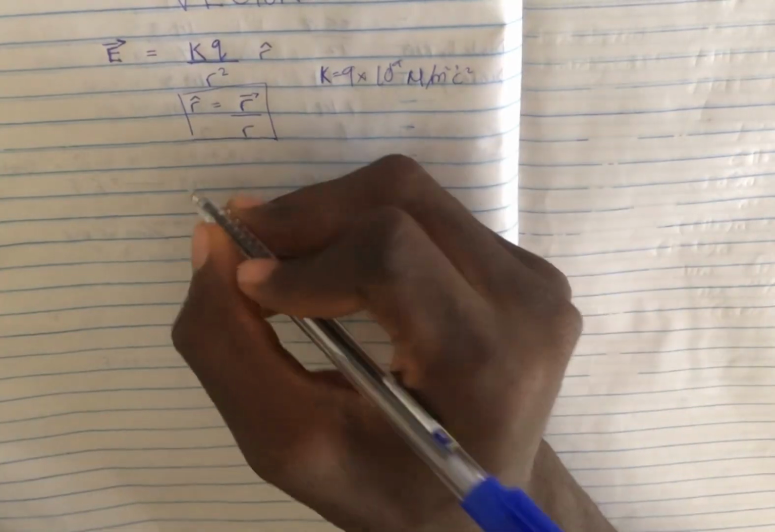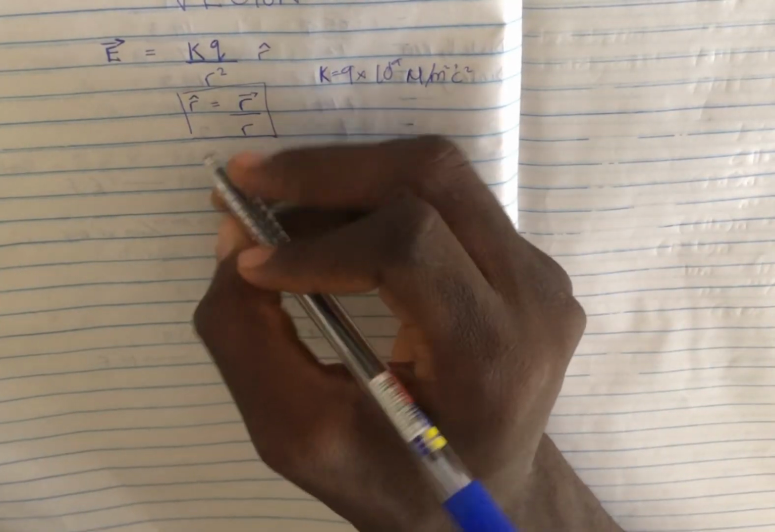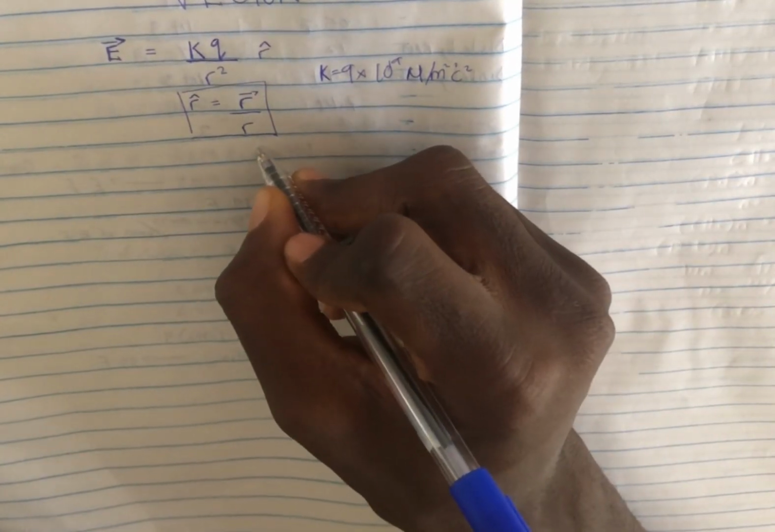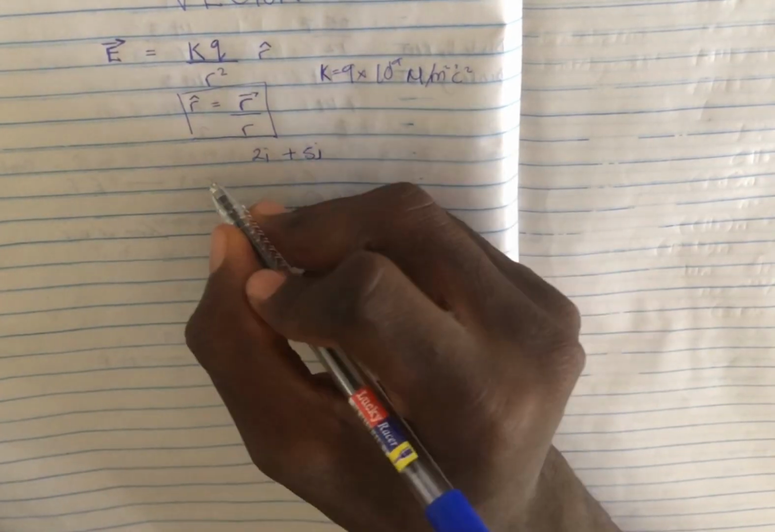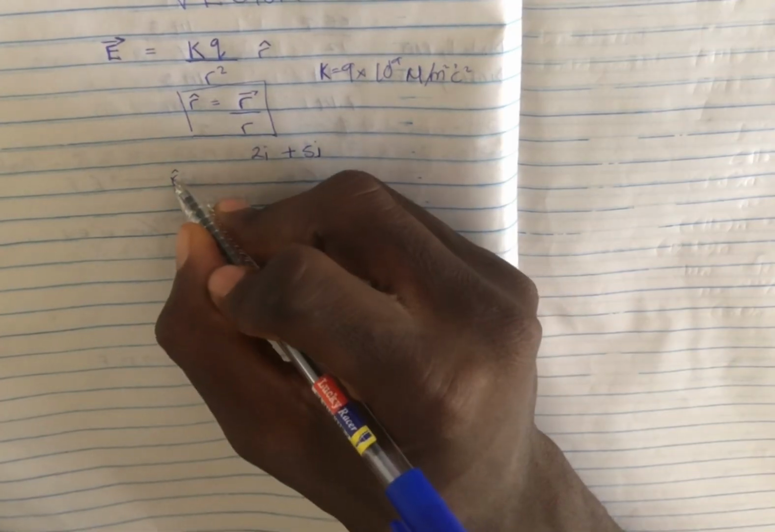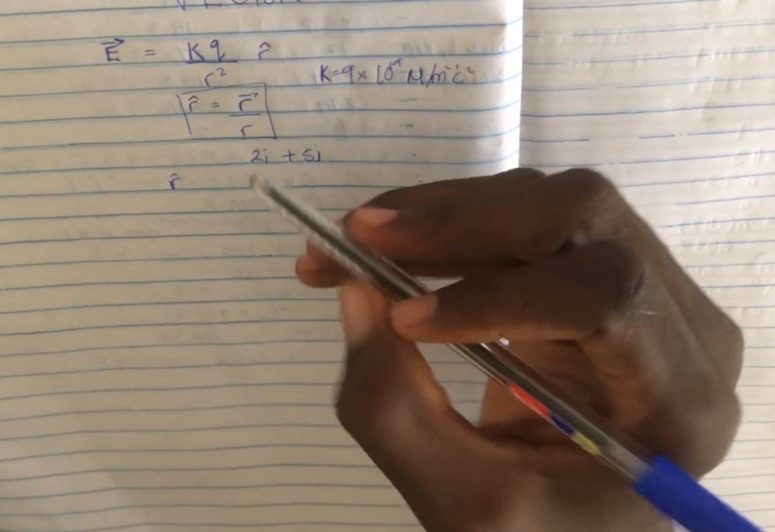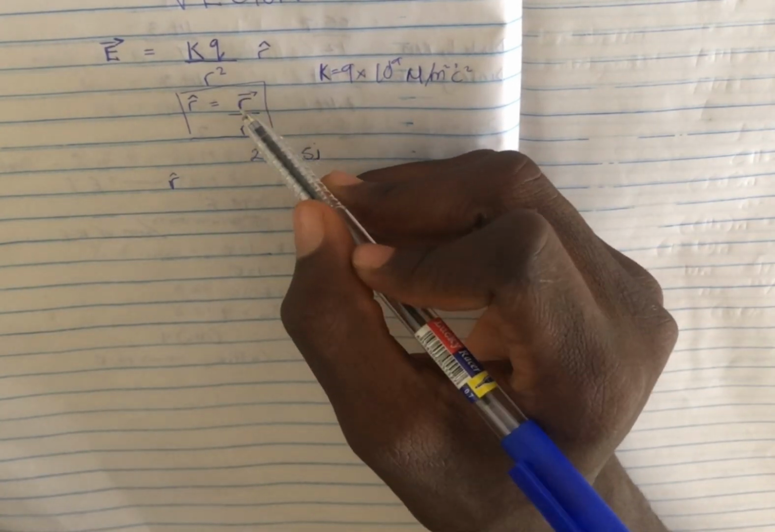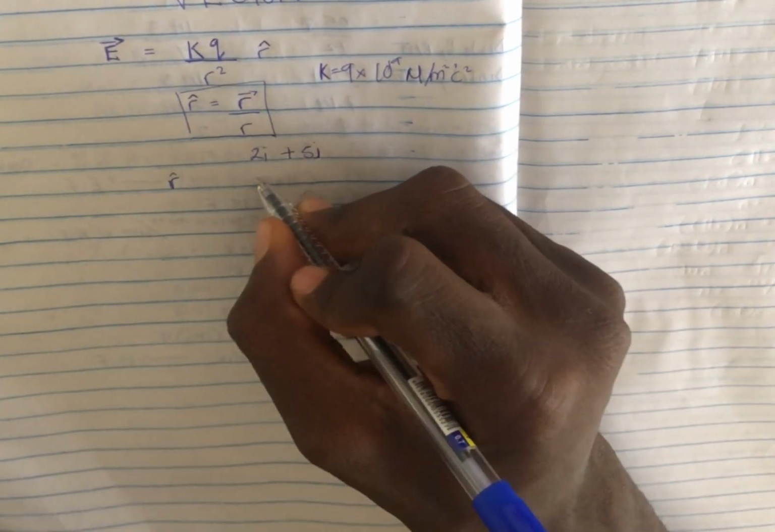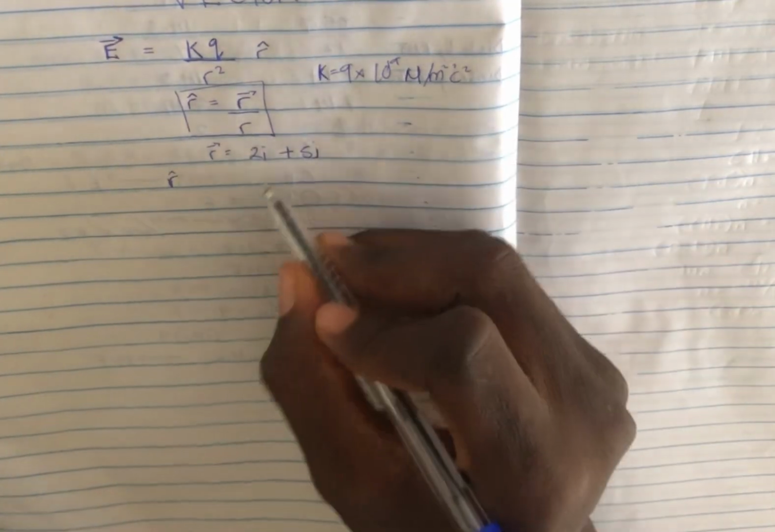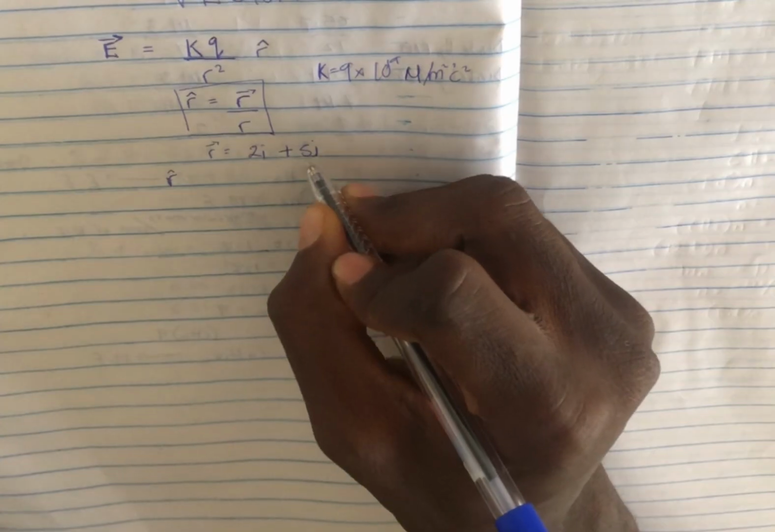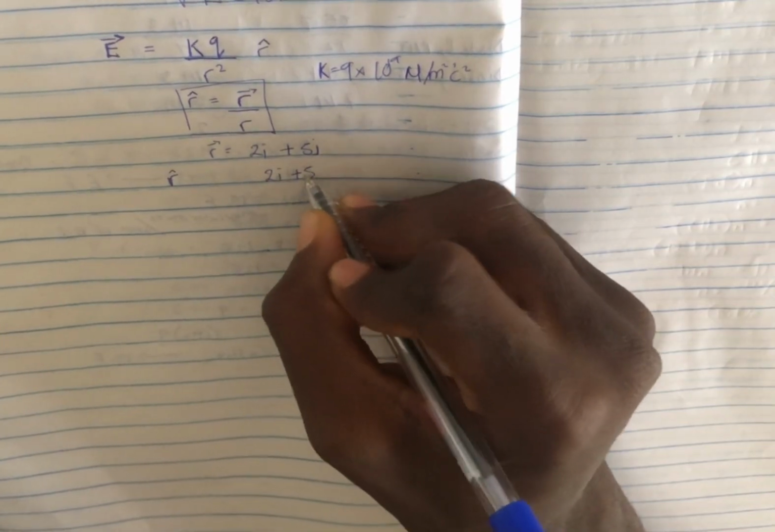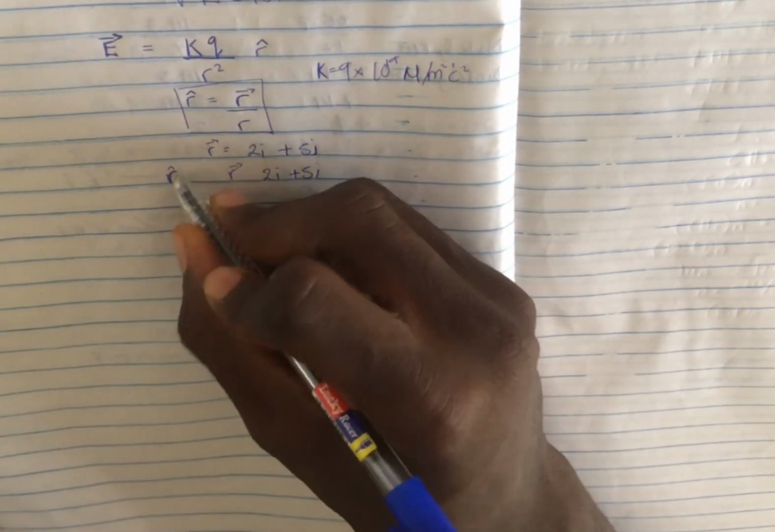Let's say we have a vector that is 2i plus 5j, and they say you find the r hat. The first thing you do is find the vector itself. The vector quantity is 2i plus 5j, because i and j signify that this is a vector. This is the x-axis, this is the y-axis. So that's 2i plus 5j. That's the r vector, but we're looking for r hat.